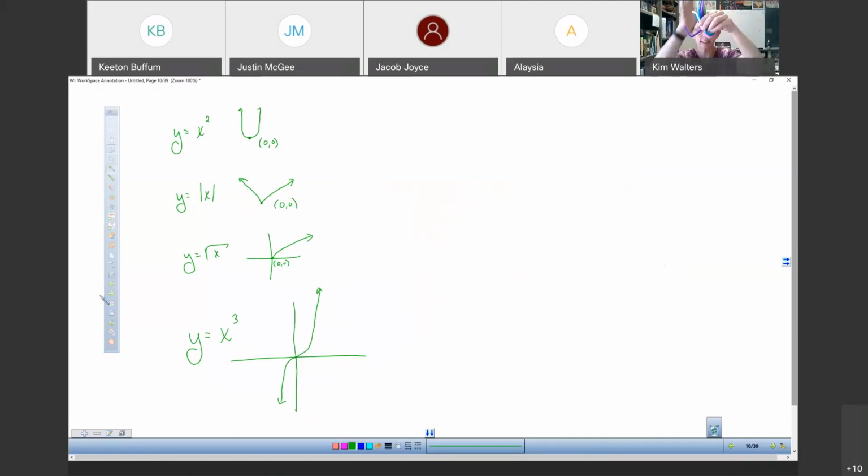Sorry about all the rest of this stuff on here, okay? So that's what we're doing here. We're not changing the shape of, say, the absolute value of x. We're just sliding it around the graph, okay?